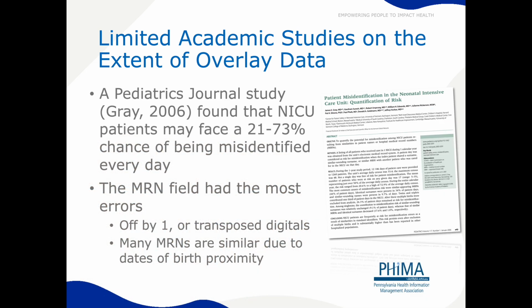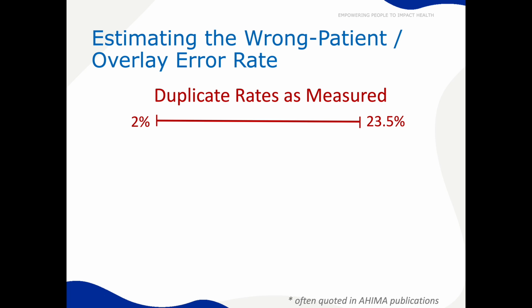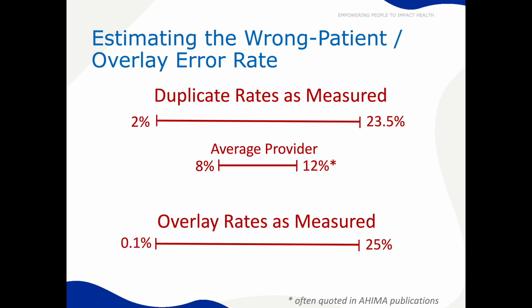Personally, I've measured duplicate rates as high as 23.5% and as low as 2%. All of us have seen the 8 to 12% average duplicate rates discussed in many PHIMA publications. All those numbers should be refreshed because they are as old as at least 2016, from the first reference I've seen to them. The best data we have on overlays have been measured by those two examples, 0.1% to 25%.